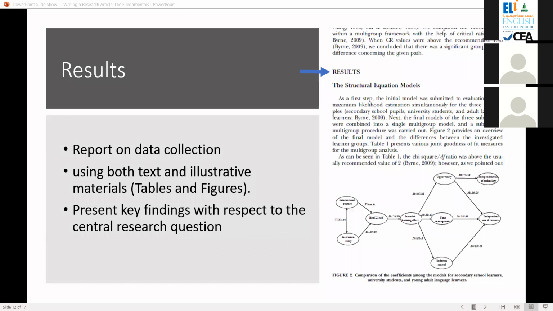In this section, you present your results, whether in text or, for example, a structural equation model as you can see here, graphs, or tables. Again, make sure that it relates to your research question. Don't include everything, just be very focused and select based on that.